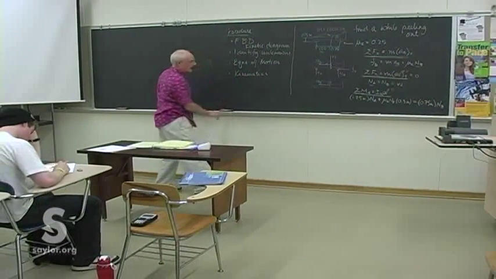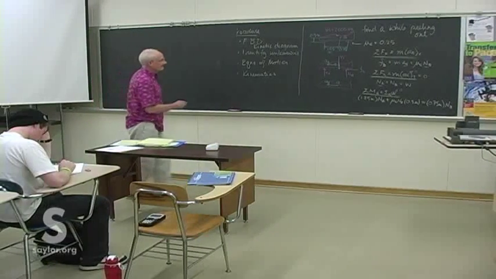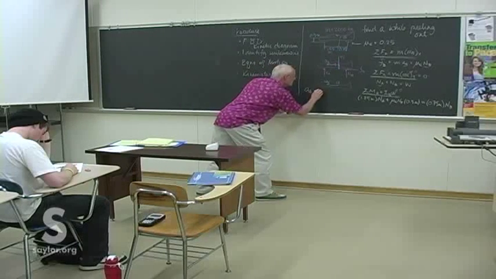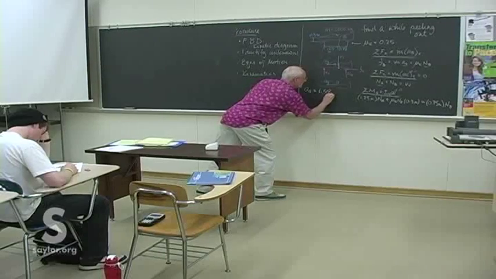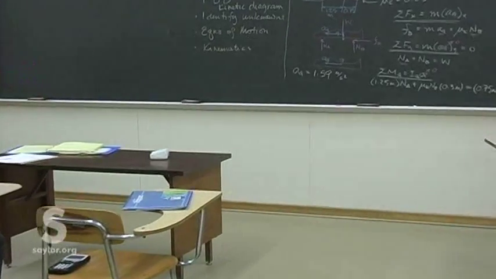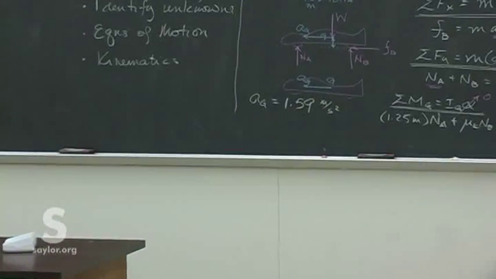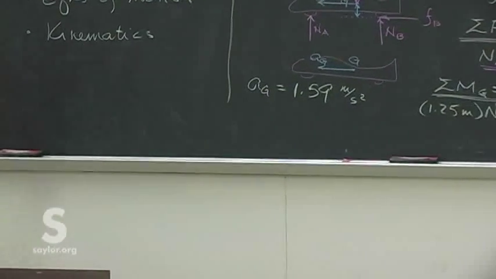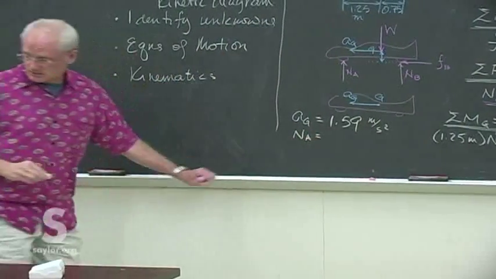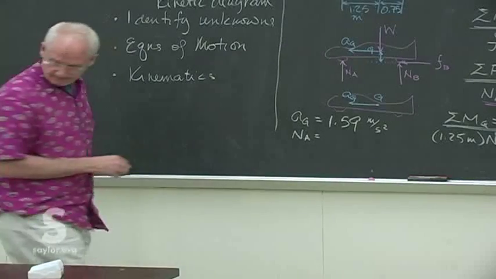And since it's not an algebra class, I'll just give you those. So, solving that system of equations, we get an acceleration of 1.59 meters per second squared. Fellas, you got to be over 2 to attract a girl, so this isn't going to be adequate. The car's a nice-looking car, I'll tell you, but it's just not going to do it. Of course, that's a pretty low coefficient of friction, so maybe we shouldn't do this on gravel.